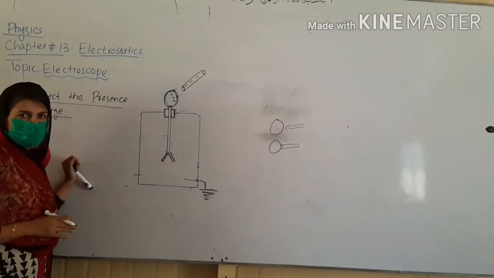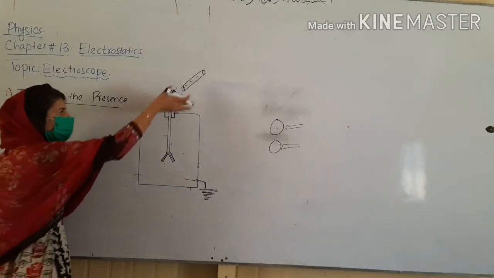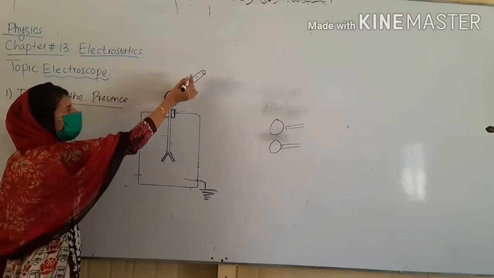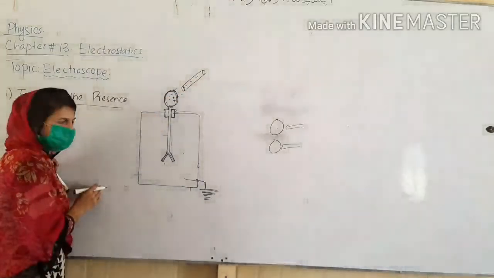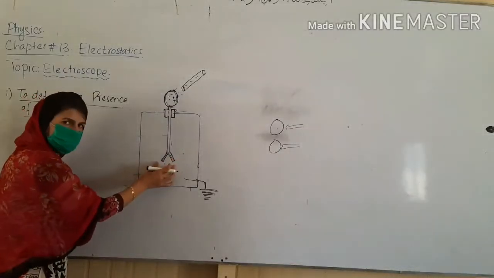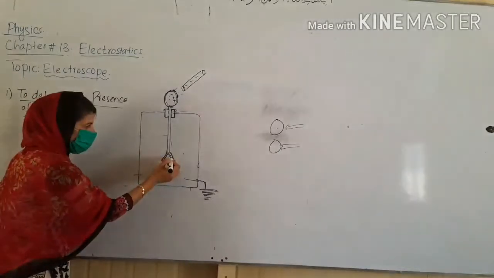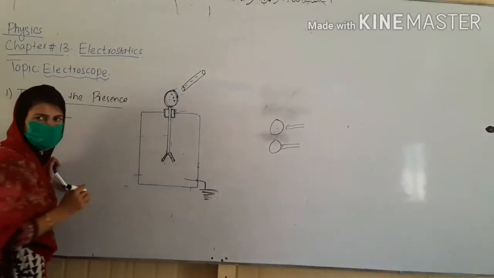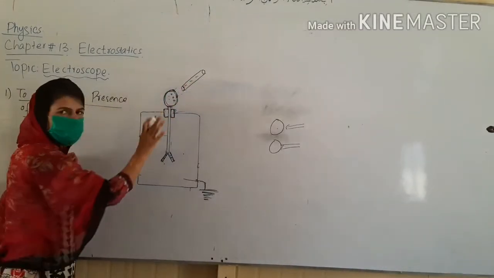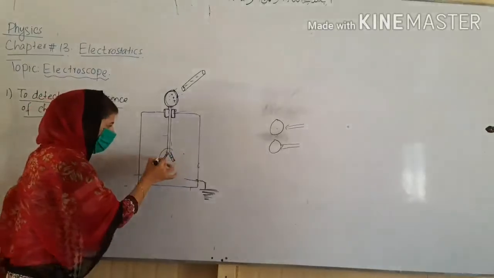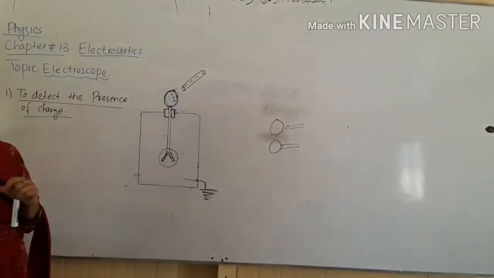Is it clear? Whenever the charged body is positive, then what will happen? Negative charges will be created here and positive charges will be repelled towards this direction, and the leaves will diverge but with positive charge. Here is the positive rod, here is the negative rod. ठीक है? यहाँ पे क्या होगा बेटा? ये leaves क्या करेंगे? Diverge करेंगे.